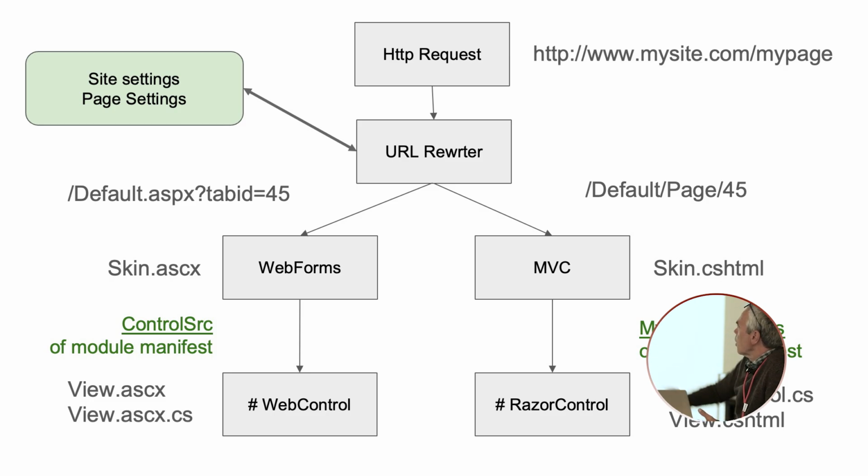This is what I talk about. For web forms, we have already control SRC, and now we have also MVC control class. So if the module runs in web forms, you use control SRC. If the module runs in MVC, it will use the MVC control class. It's a plain C# class that will need to implement some interface that we will see after.